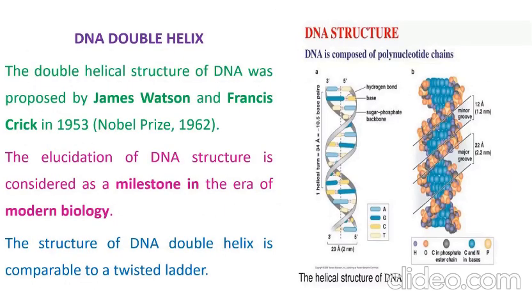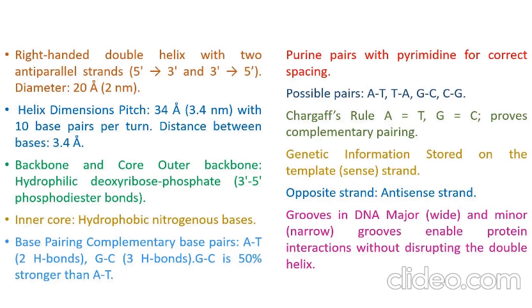The double helical structure of DNA was proposed by James Watson and Francis Crick in 1953 and got the Nobel Prize in 1962. The illustration of DNA structure is considered a milestone in the era of modern biology. The structure of the DNA double helix is comparable to a twisted ladder. DNA is a right-handed double helix. It consists of two polydeoxyribonucleotide chains twisted around each other on a common axis. The two strands are anti-parallel, that is, one strand runs in the 5' to 3' direction, while the other runs in the 3' to 5' direction. The width of a double helix is 20 angstrom.